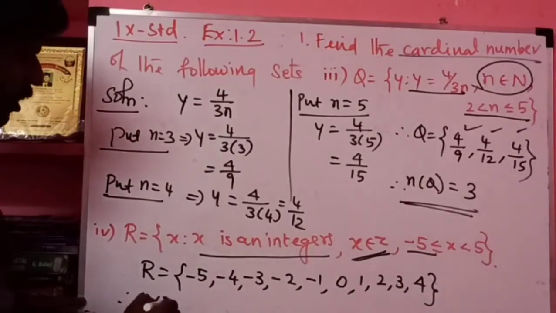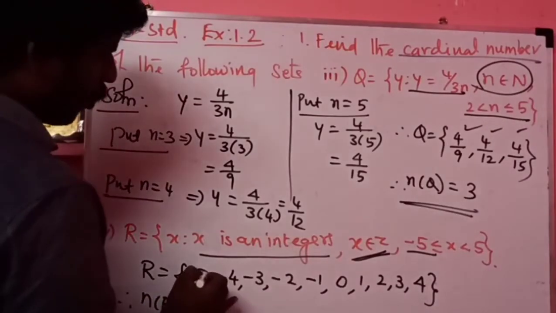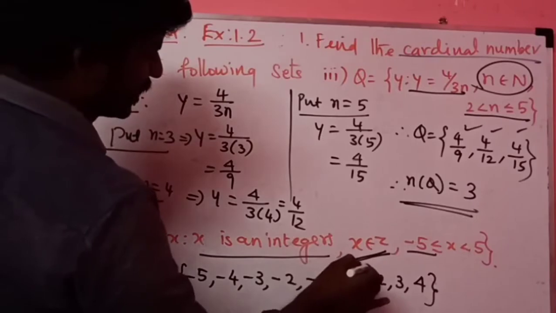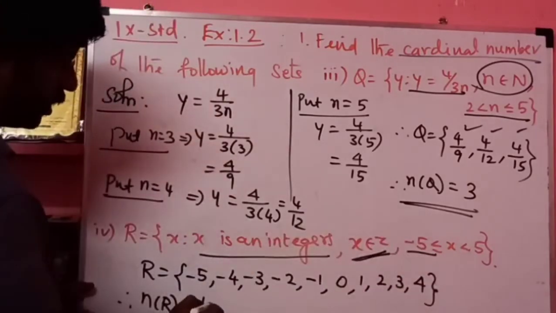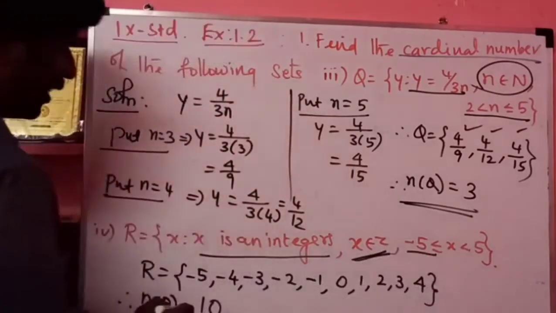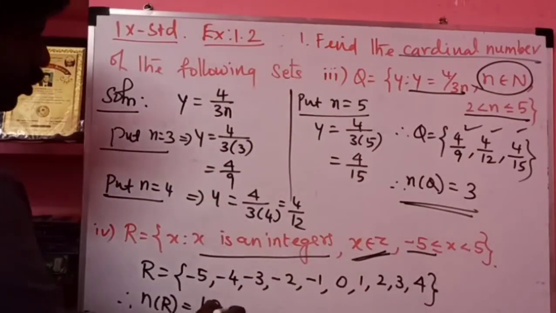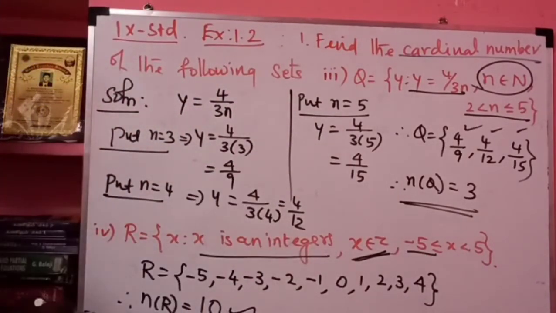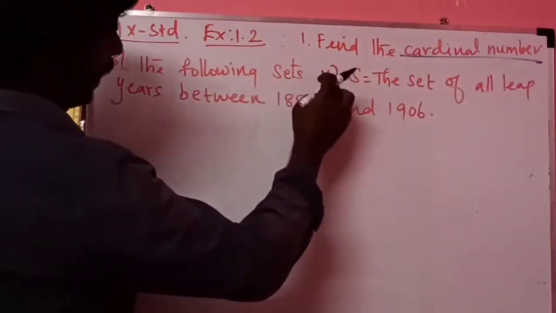Therefore n of R is equal to, this is 1 2 3 4 5 6 7 8 9 10, right? 10 elements. So n of R is equal to 10. Is it clear? See the fifth point now.